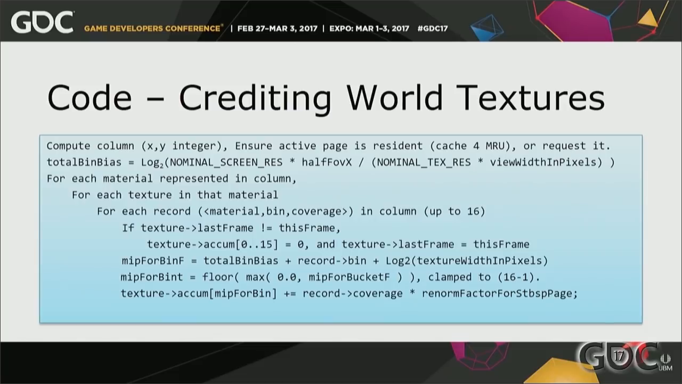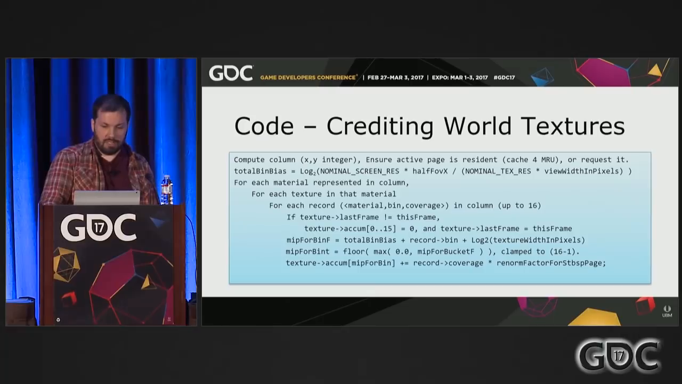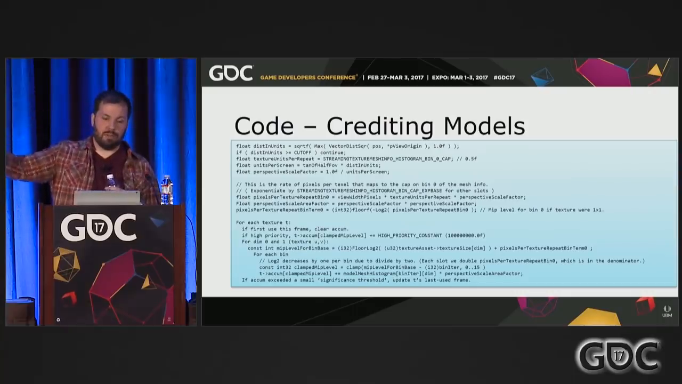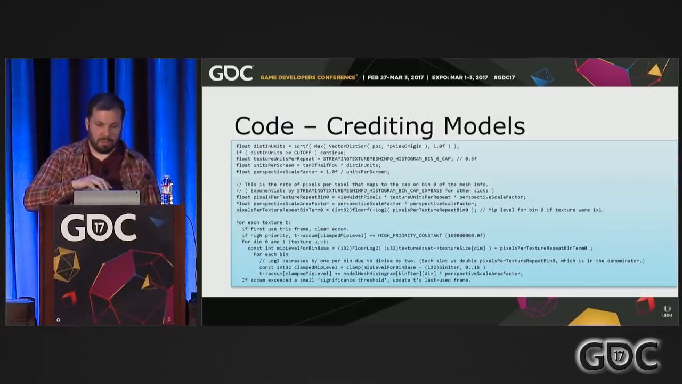So this is the crediting code. Broadly speaking, this is just shifting and scaling the histogram to accommodate varying FOV and varying screen resolution and varying texture resolutions for the material. For models, it's the same thing, except we also have to deal with a model getting closer and further away from you. So to handle that, obviously the coverage of a model goes down as it goes further away, and then it's going to be using coarser MIP levels too.